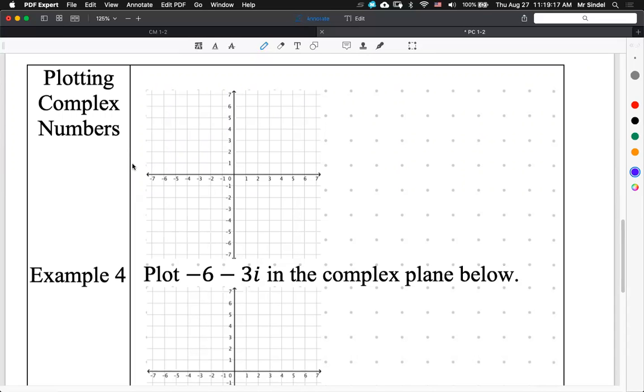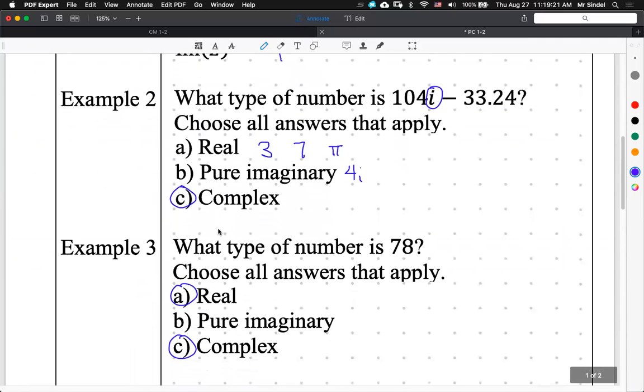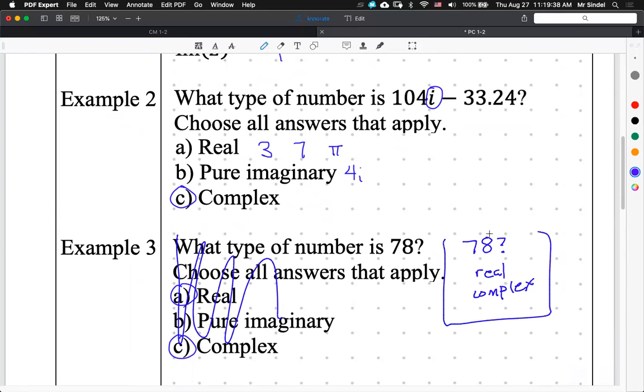It's hard to keep up because you have to start writing all the things and then it's hard to catch up. Okay, so just as a reminder, all you have to write for this one is 78. What is this? And then you write down your answer. It's real and it's complex. You don't have to write down all of this stuff. You literally have to write down just this for your notes. 78 is real and it's complex.